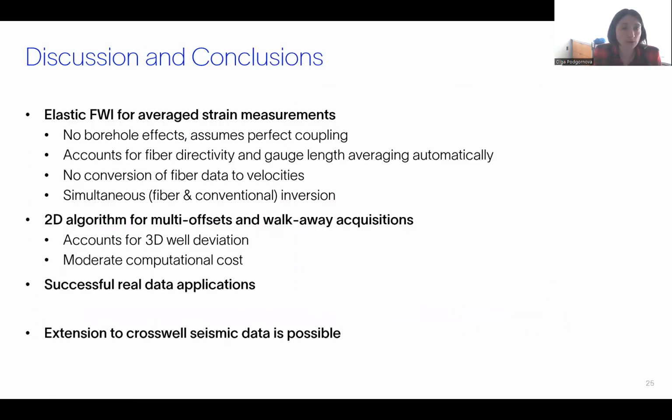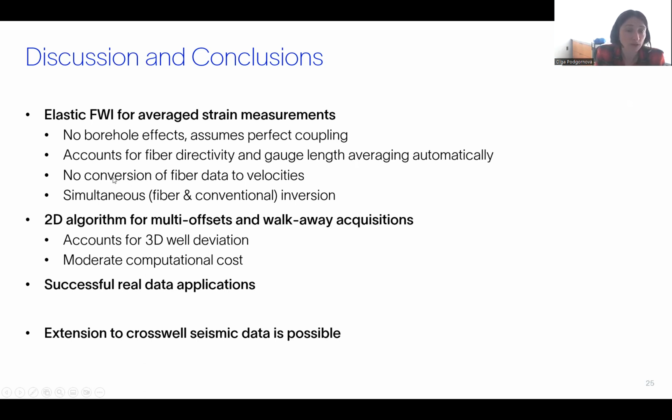Okay, so let me conclude. We work with borehole seismic data, DAS or fiber optic measurements, and we suggest and try to validate here the elastic full waveform inversion formulated directly for strain measurements. We don't account properly for the non-borehole effects and assume a perfect coupling, which might be improved further, but this formulation allows us to automatically account for fiber directivity for different wave types, and automatically account for gauge length, gauge averaging.